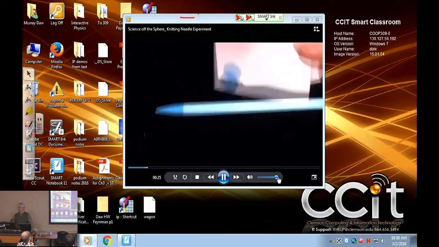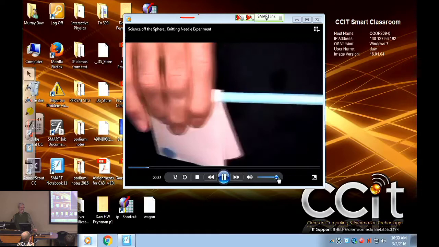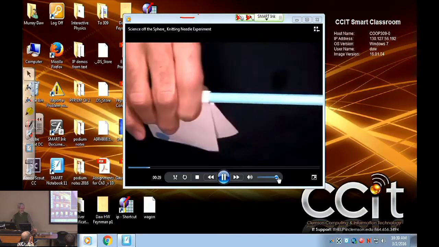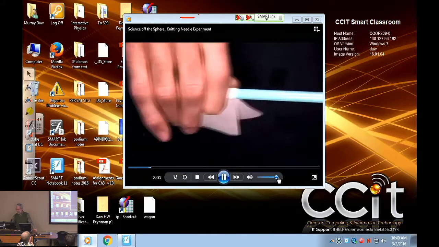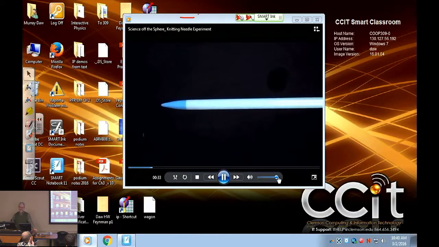So here I have a piece of paper, and I rub the knitting needle with a piece of paper. This knitting needle is a polyethylene knitting needle. It's 8 millimeters in diameter. And now I'm going to take a syringe with a little Teflon tip.